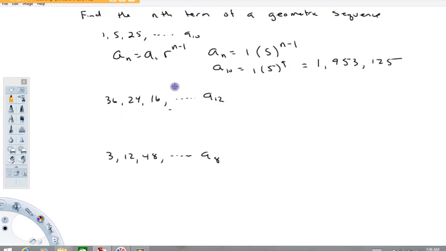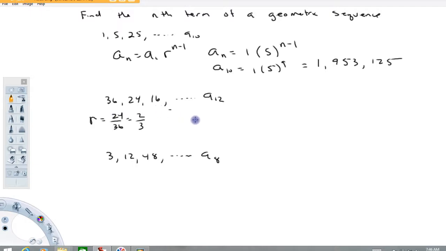Let's take a look at this next one. I'm noticing that it's geometric. There's likely a multiplication that's getting me from here to here, here to here, and so forth. And I can get the r value very easily by taking this one and dividing by this one. Or we can take this one and divide by this one, it doesn't matter. So the r value is going to equal 24 over 36. And let's see, 12 goes into there twice, and there 3 times.